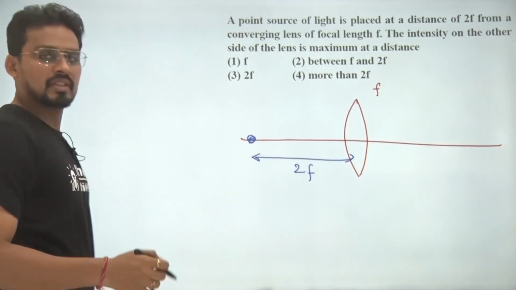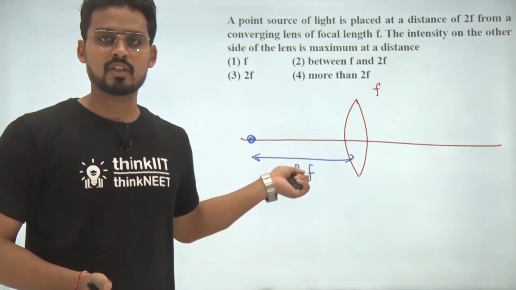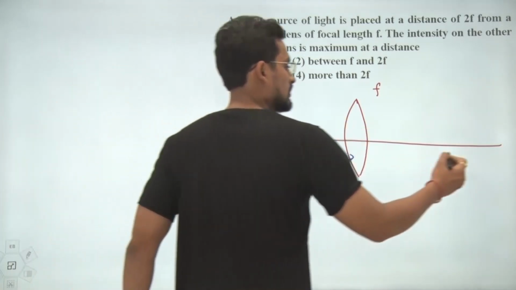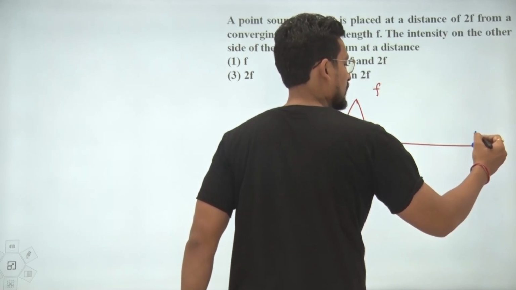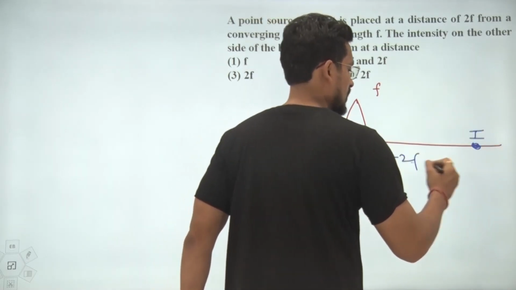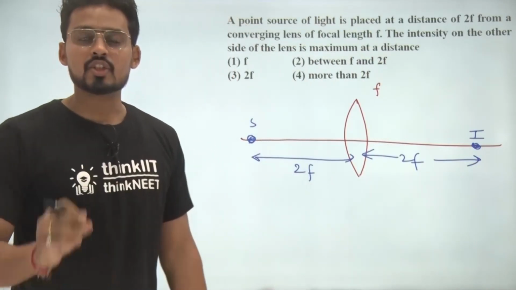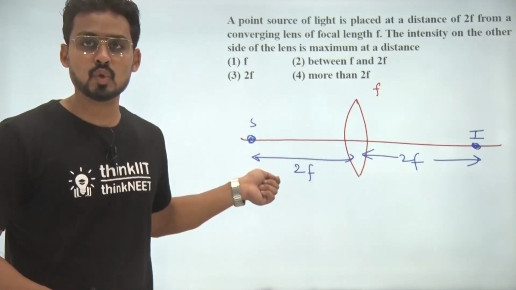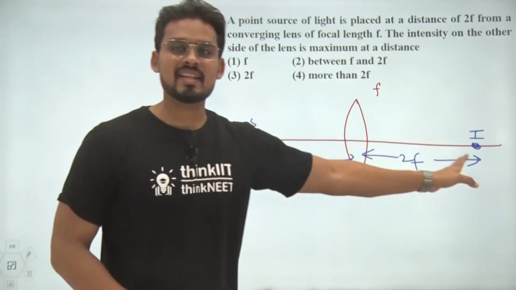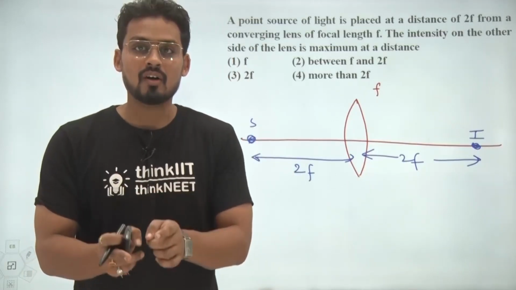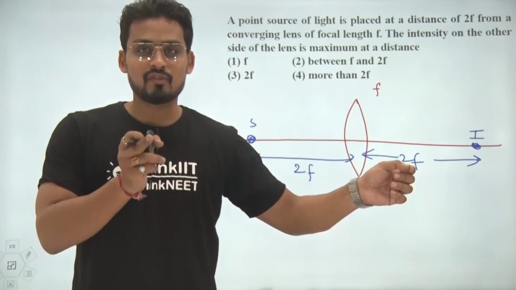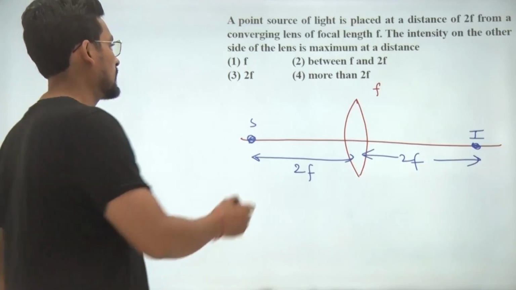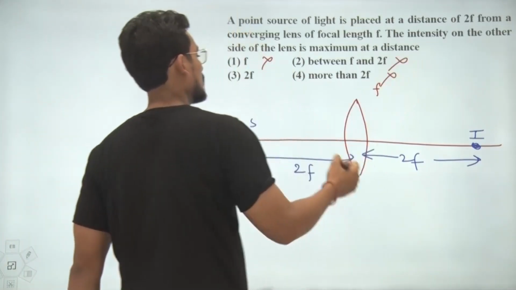Now we know whatever light originates from this particular source or object gets converged again at a distance of 2f, and this is the final image. So can I say the maximum intensity of the light would be at the point at which the image of the source is formed, and therefore the maximum intensity would be at the image distance from the lens, which is again 2f. Looking at the options, the first option is wrong, the second is also wrong, the fourth is also wrong, but the third one is correct.